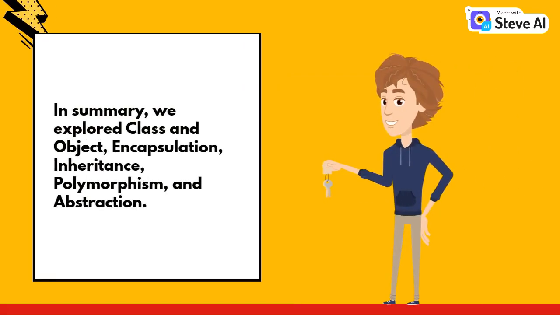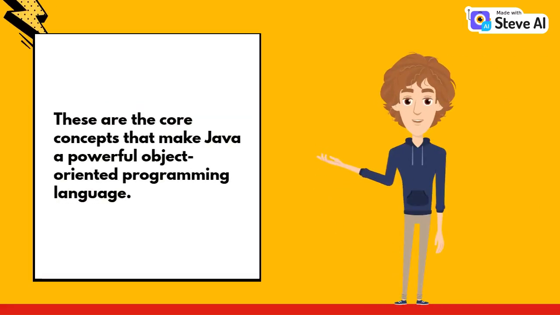In summary, we explored class and object, encapsulation, inheritance, polymorphism, and abstraction. These are the core concepts that make Java a powerful object-oriented programming language.